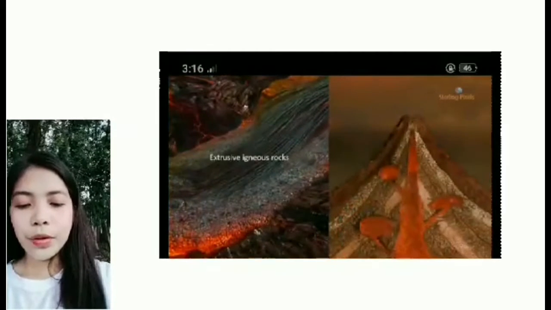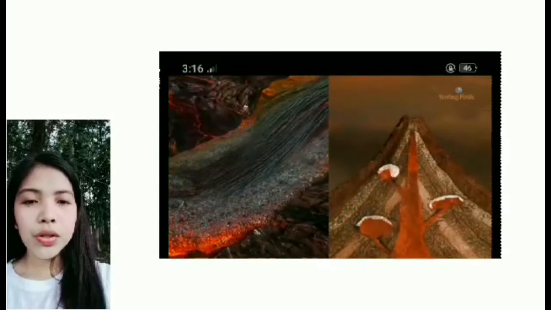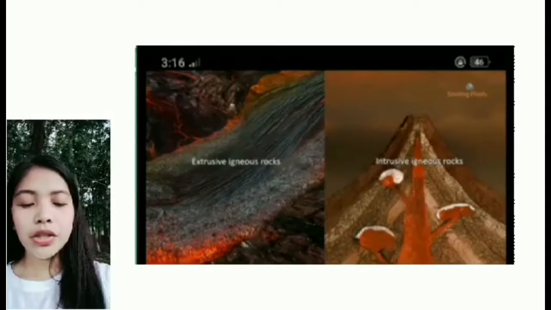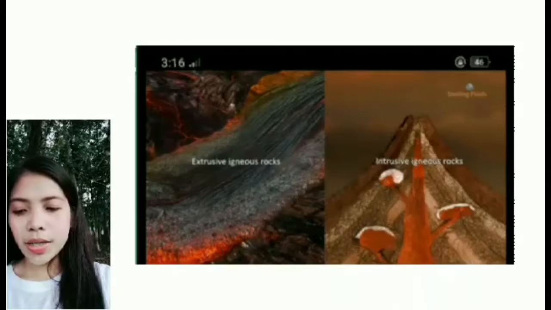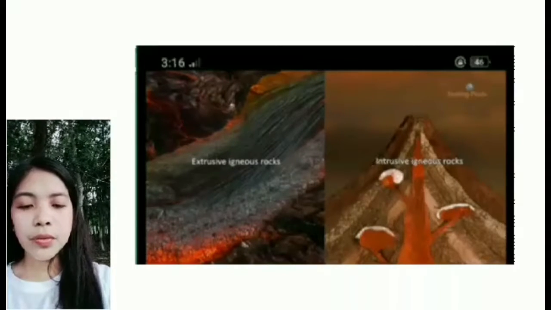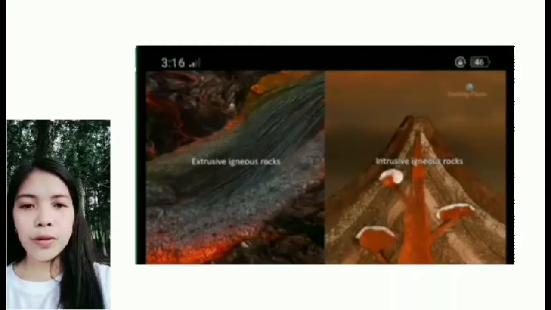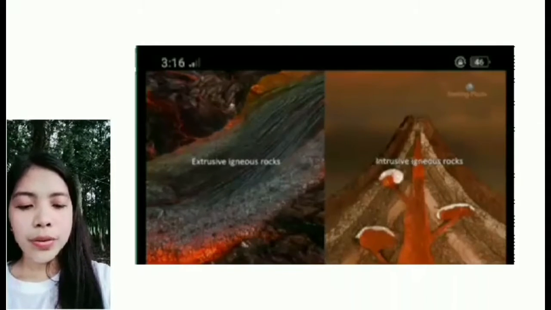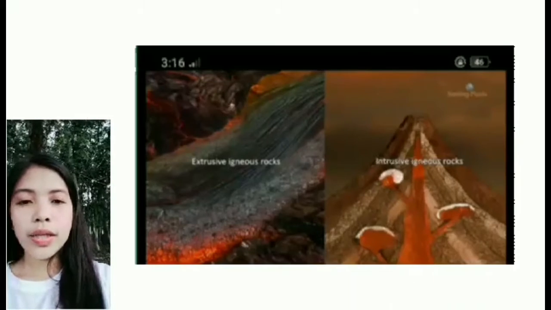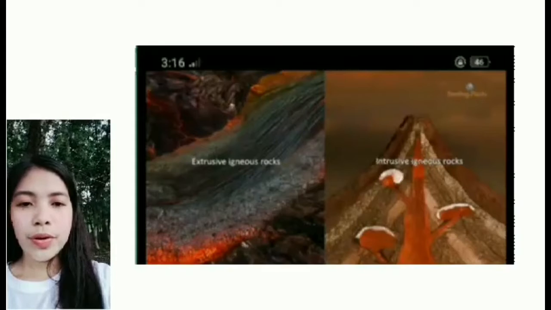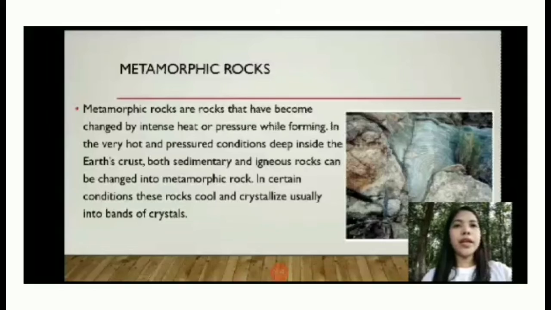So, we have learned that there are two types of igneous rocks, the extrusive igneous rocks and the intrusive igneous rocks. The difference between the two is that extrusive igneous rocks form from the cooling and solidification of lava at the Earth's surface, while intrusive rocks form from the cooling and solidification of magma at a depth within the Earth's crust. Next is metamorphic rocks.